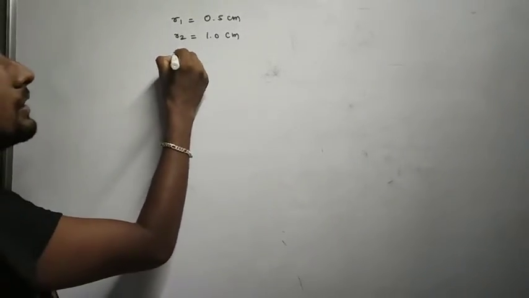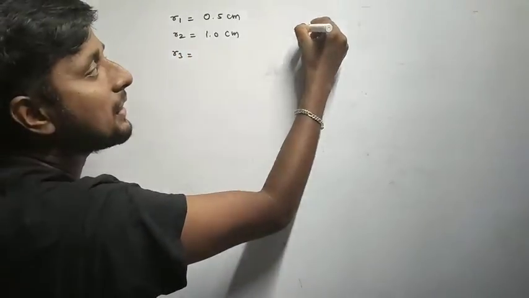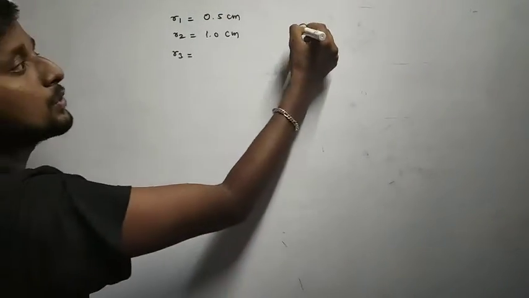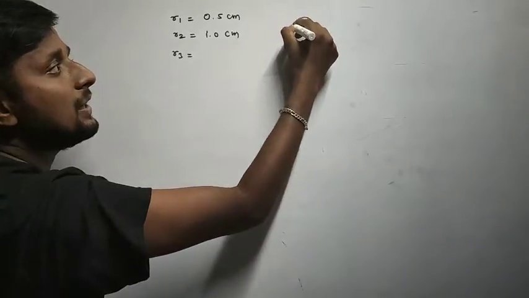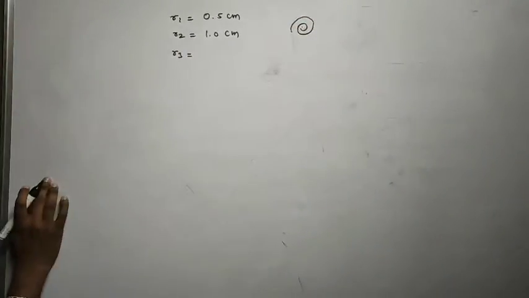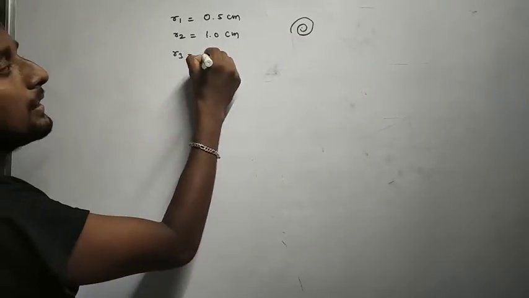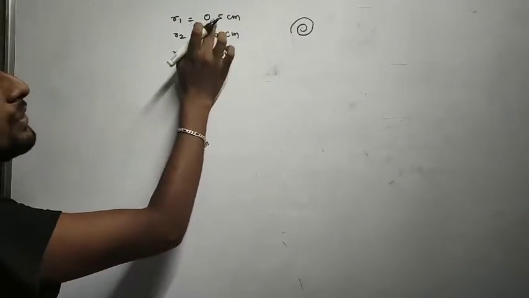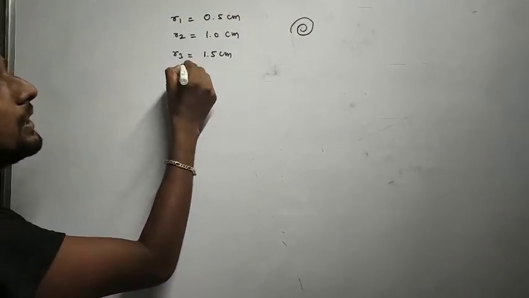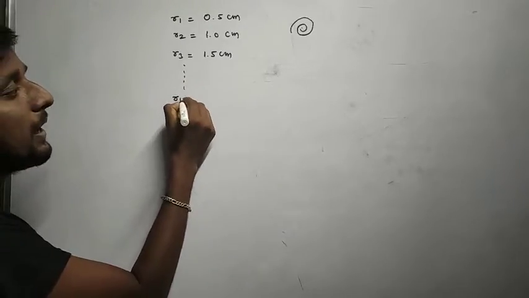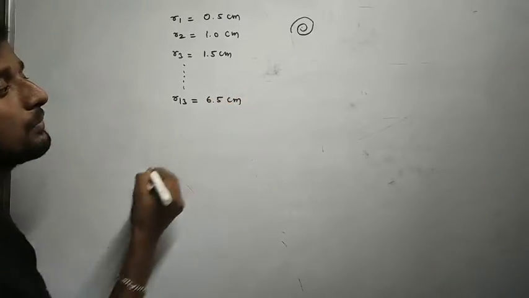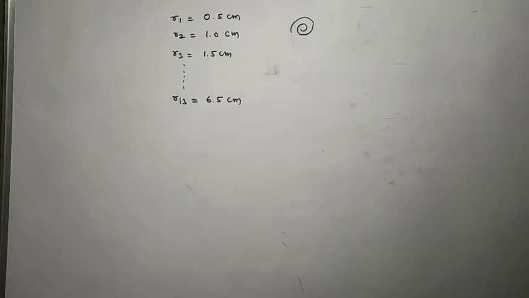In the third semicircle, so the spiral is making semicircles. Am I right? In the first rotation, the R value, the radius value, is 0.5. When it goes to the second round, the radius will increase. Next R3 is 1.5. Have you found any relation here? Look at 5 ones are 5, 5 twos are 10, 5 threes are 15. Like that, the spiral does 13 rotations. So 13 fives are 65. So the last radius, I can guess, is 6.5 centimeters.